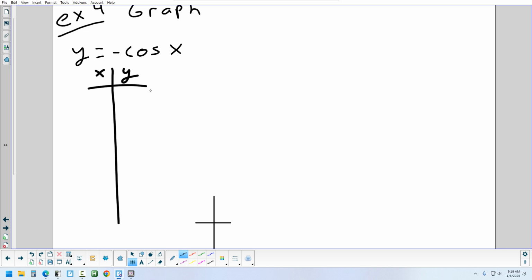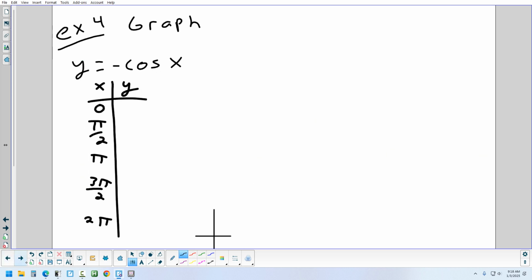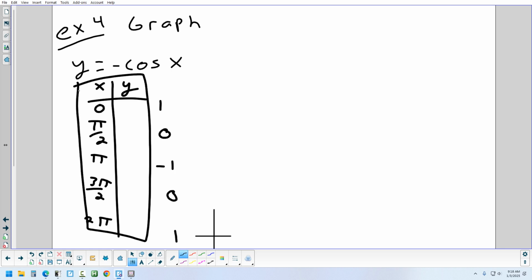Okay. So x's are going to stay the same. Original y values, we already did those a couple problems ago: 1, 0, negative 1, 0, 1. And my new y values, they're just all going to change sign. That's all that's going to happen. So negative 1, 0, 1, 0, negative 1. The normal section of cosine that we sketch has a U shape to it. Well, this is going to be flipped over, so it's going to be more like an N shape.